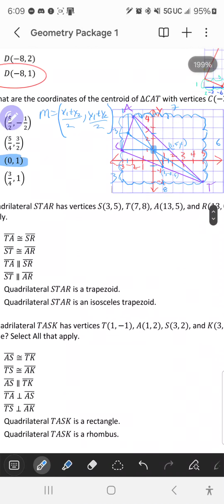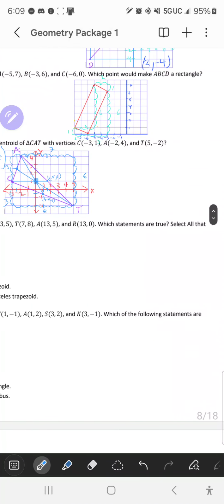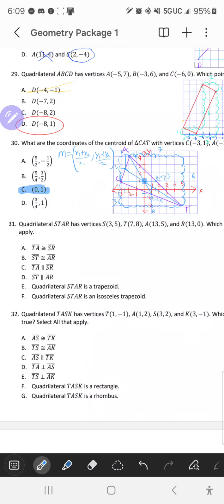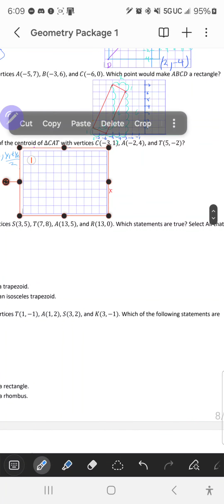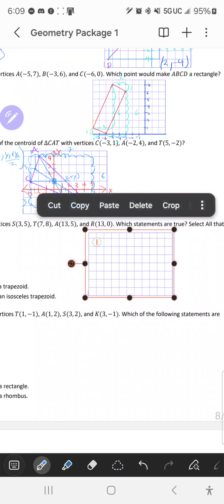Now, quadrilateral STAR has these vertices. Which statements are true? Now we don't have the quadrilateral, and we want to know which statements are true. So let's draw it first.